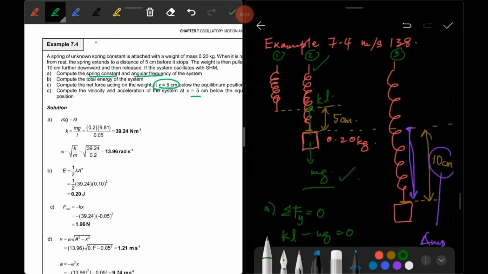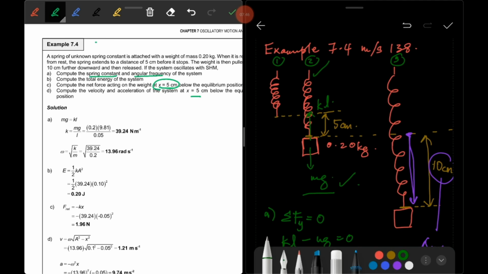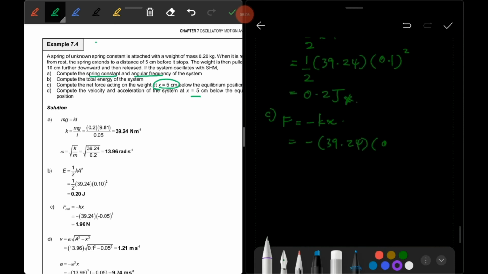So this is the equilibrium position. For example, this will be the equilibrium position, and the net force acts on the weight at 5 cm below. So 5 cm below means below this point. So the direction of the displacement is downward. So here we have to put the value of x as minus 0.05. F is equal to kx, 0.05.